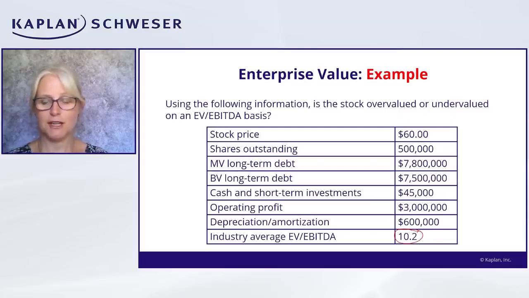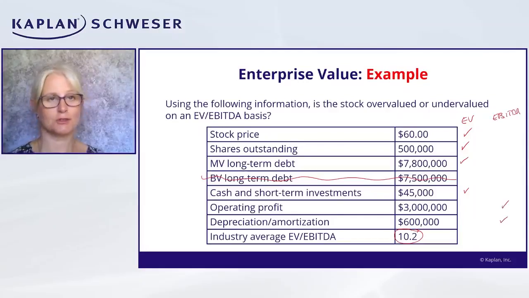Okay, so I'll assume that you've had a go or made use of the pause button as appropriate. So what's going to go into our enterprise value? We are going to need the stock price, the number of shares, market value of long-term debt. Couldn't care less about the book value. That's not relevant here. And we do need some cash and short-term instruments or investments. So that's all going to go into our enterprise value. And we are given for our EBITDA, operating profit, and also depreciation and amortization. So we can do it all and then compare to the 10.2.